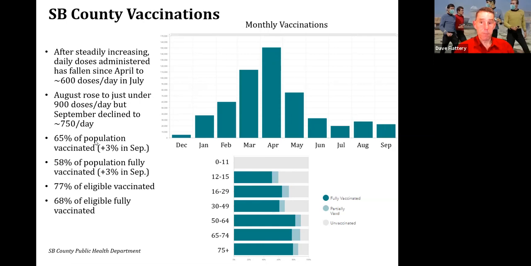For Santa Barbara, 65% of the population has received at least one dose, which is about 3% higher than last month. 58% of the population is fully vaccinated, which is also about 3% higher. If you look at just who's eligible to be vaccinated, it's about 77% that have received at least one dose and about 68% that are fully vaccinated. So still below kind of the public health targets for the degree of vaccination. And then the graph on the bottom there is by age demographics. It's highest and similar once you look at demographics 50 years and older. They're all pretty similar. And then it's lower in the below 50 age group.